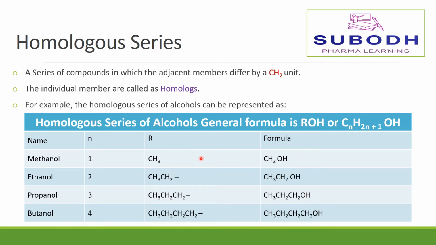When you observe the table, you will see that each next adjacent compound differs by a CH2 unit. For example, ethanol. Ethanol contains one CH2 group, and the next compound of the series, that is propanol, contains two CH2 groups.